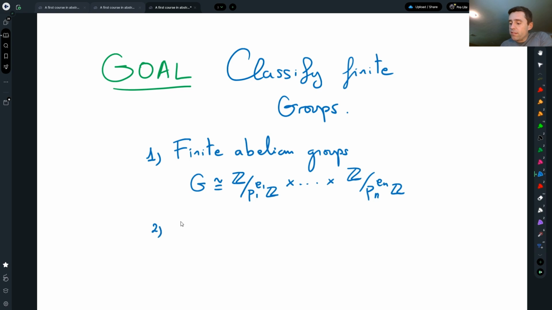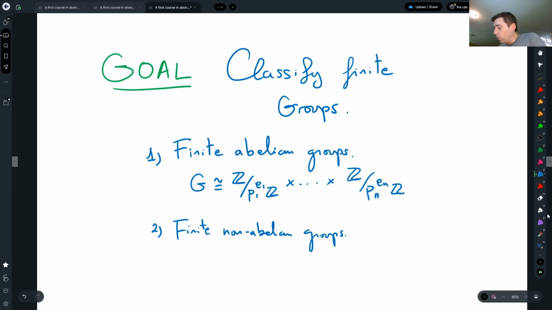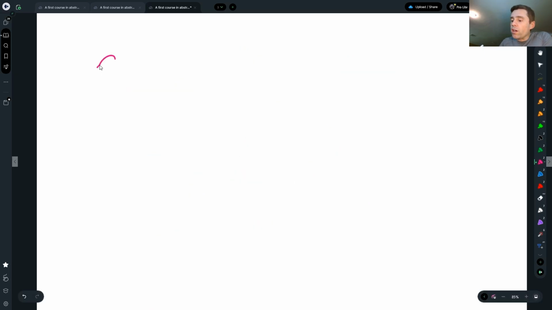And now it remains the very big question, a very big project that we're not finishing here: what happens with finite non-abelian groups. And to that goal, we are going to be able to prove a couple of things today using Sylow groups. By the way, we did prove one thing along the way using group actions and the class equation.